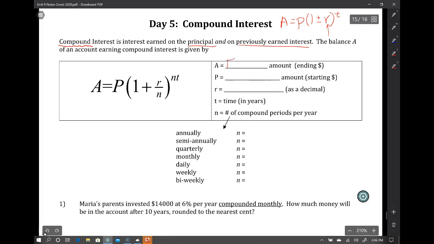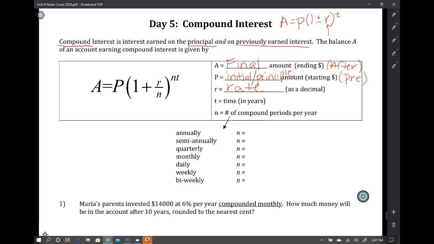A is still going to represent your final amount that you have in your bank account. So remember, that's the after amount. P is still going to represent the initial amount that you deposit in the bank, or the initial population, or whatever. Some people use the word principal amount, and sometimes my students call it the pre-amount. R is still the rate as a decimal. Everything there is the same, and T is still time in years.